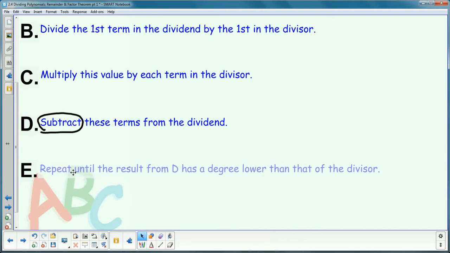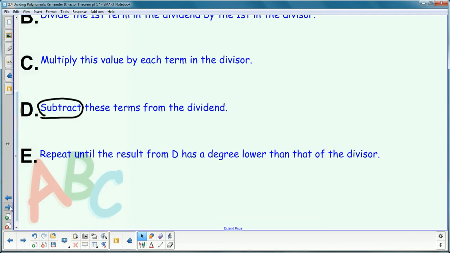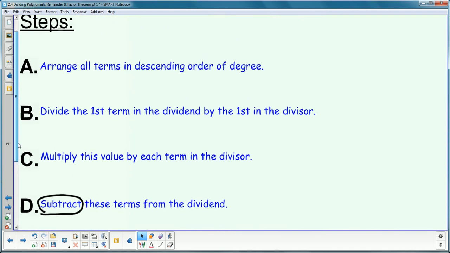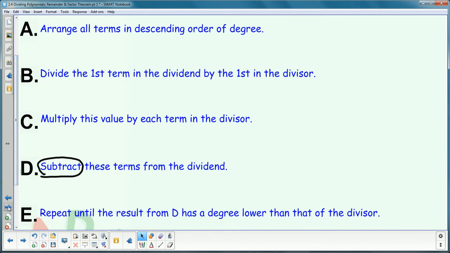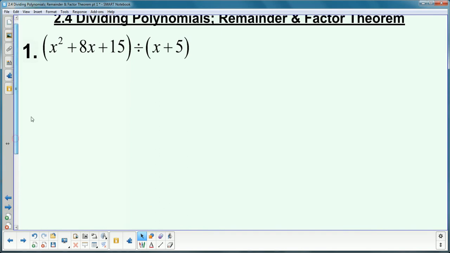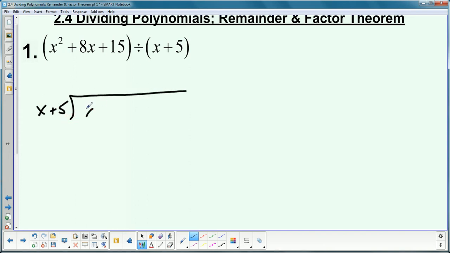And then we repeat the process from the division step until we have a degree lower than that of the divisor. That probably all sounds like Greek, but we're going to break it down step by step in our example here. So I've got my divisor and dividend. x plus 5 is what we're dividing by, so that goes outside our division symbol, and x squared plus 8x minus 15 goes inside. We've already got these in descending order, so we don't need to worry about anything.